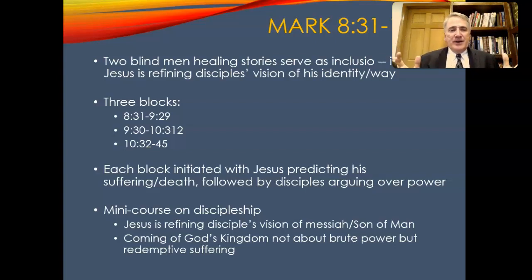I'd say some people have even called this section, Mark 8:31 to the end of 10, a mini course on discipleship. This refining of the vision of the disciples, the second stage of their understanding about the meaning of who Jesus is and what it means to be a disciple, is what he's working through with this material. And he has to refine their vision of what it means for him to be the Messiah or the Son of Man, and that the coming of God's kingdom is not about brute force, which seems to be their default understanding, but about redemptive suffering. Okay.